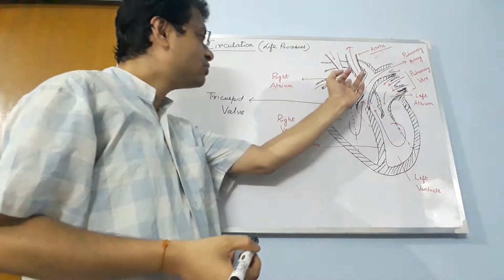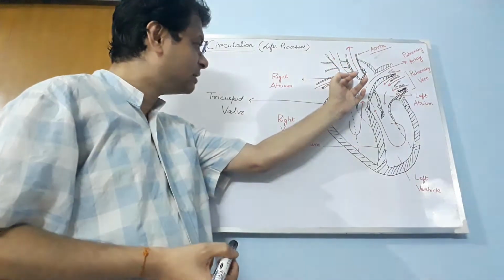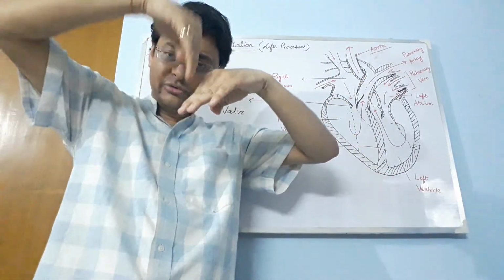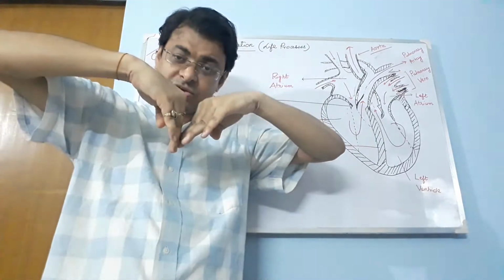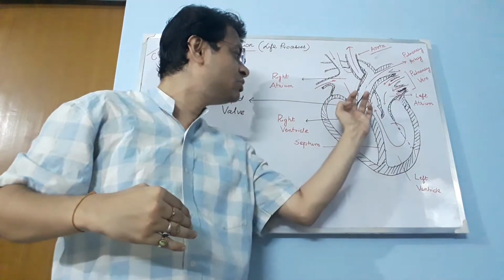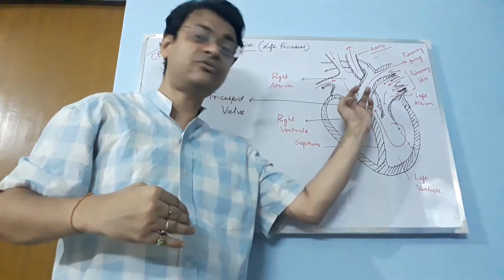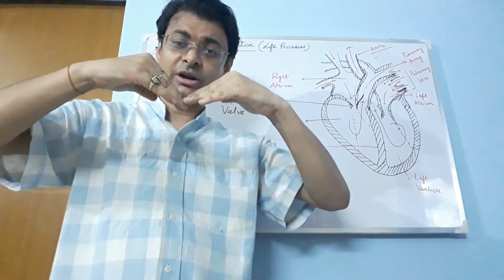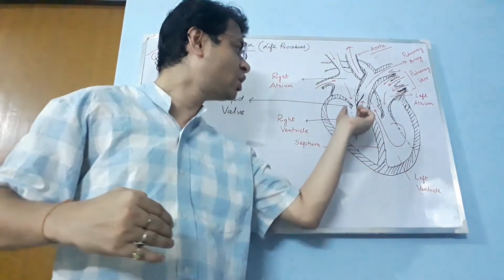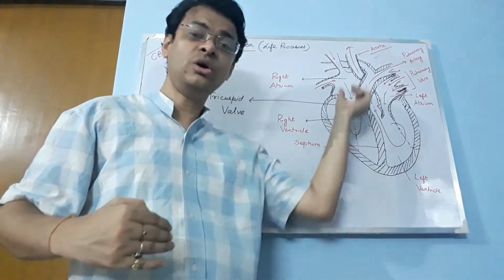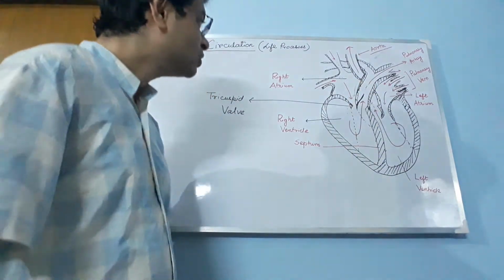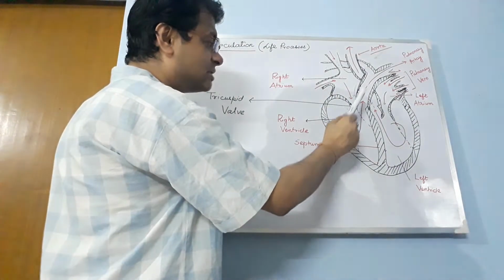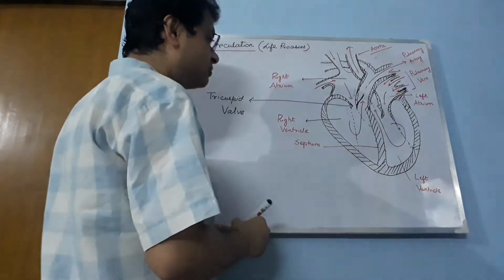Now what does a valve do? A valve functions for one-directional flow of blood. So whenever blood comes, it will flow in this direction only. It cannot flow in the opposite direction. Suppose there is an upward pressure, the valve will close like this, so it will not allow blood to go in the reverse path. So between the right atrium and right ventricle, there is the tricuspid valve.